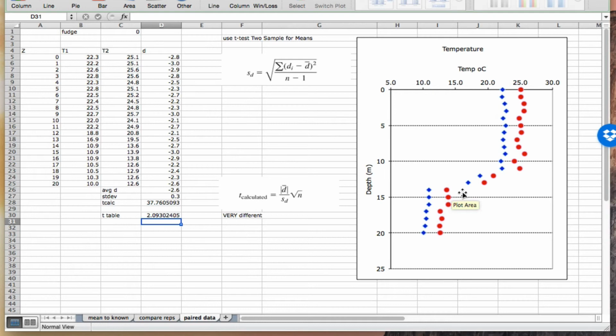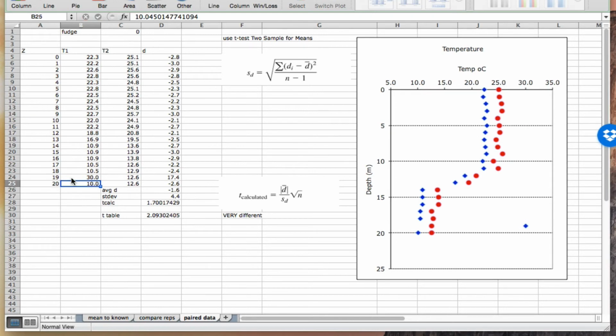Now here's the interesting thing about statistics. Let's assume the 19-meter sample, instead of being a temperature of 10.3, was 30. Now we have a point way out here. This data doesn't look nearly as good. You'd say there's something going on with the blue data, but now you would conclude that the two data sets are the same. Or at least you couldn't conclude that they are different.